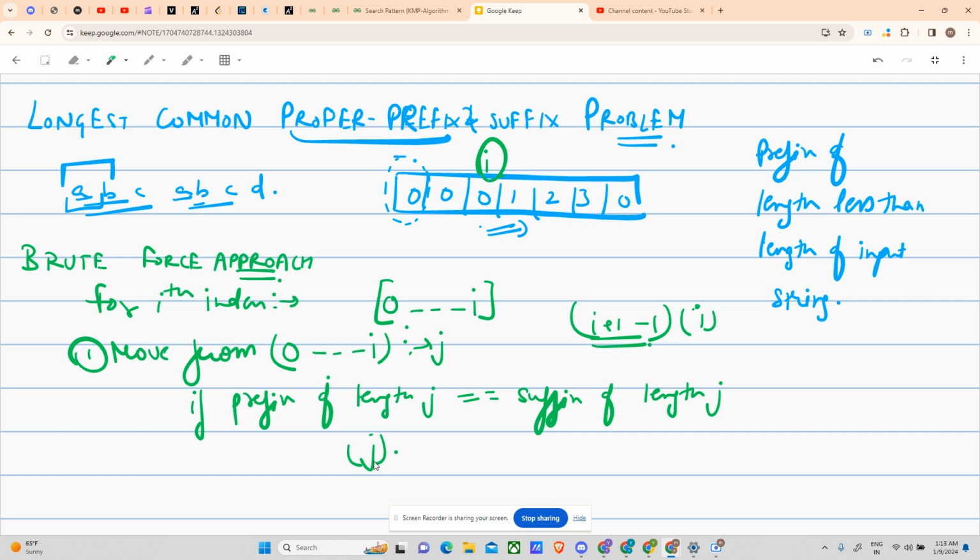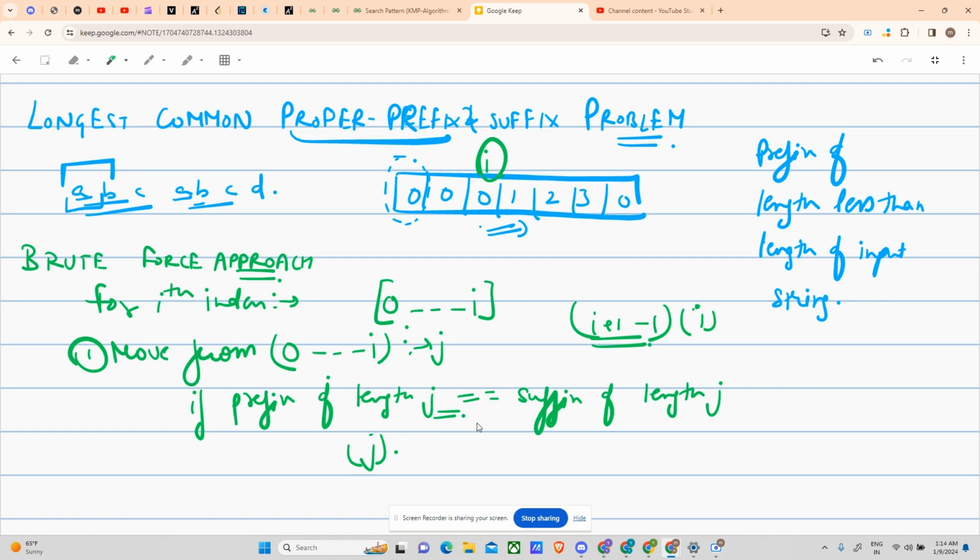You will say, how can you say that is the answer? Because for 0, it is always a match, so it will be 0. Then for 1, if matched, 1. If matched for 2, it will change to 2, because I'm moving from 0 to I. To reduce the computation time, I could move from I to 0, and whenever I find this condition true, I just break. That is also possible. Doesn't matter. In the worst case, the time complexity for both approaches will be the same.